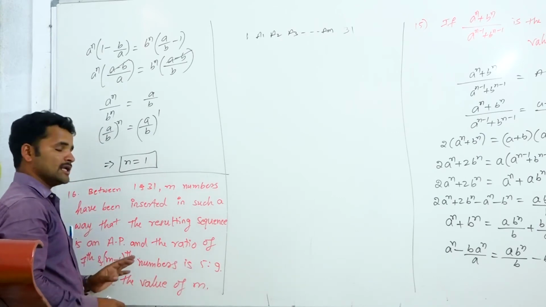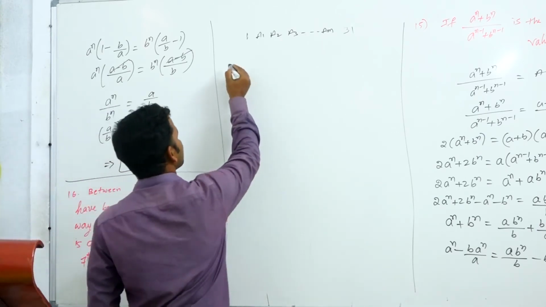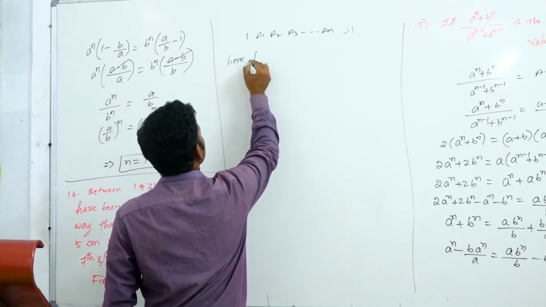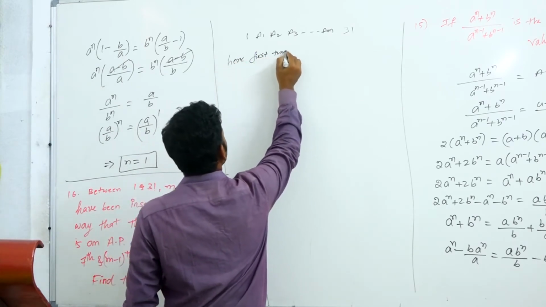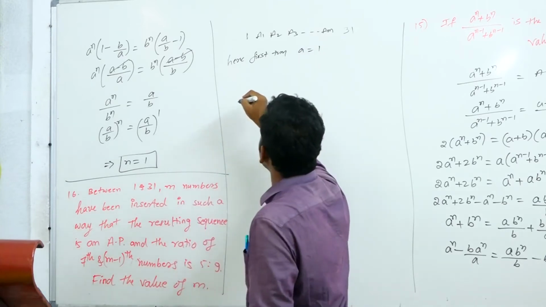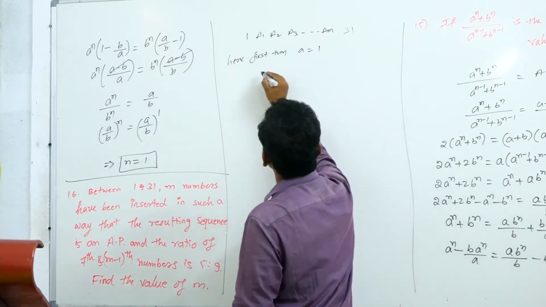Before going to that, let me calculate a and d. Here a is equal to, here first term, that is a is equal to 1, and next, what about the common difference?